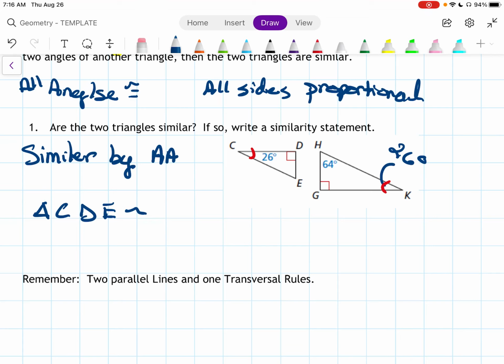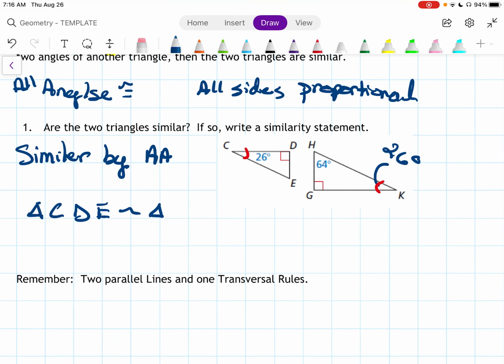So C, D, E. Now, whenever I pick my second triangle, they have to be the corresponding points. So I'm going to look at point C. C has a 26-degree angle, so I need to put K first. Next up is D. D has a 90-degree angle, so I need to put G. And then the last one is H. And that's it. That's how we make our similarity statement.